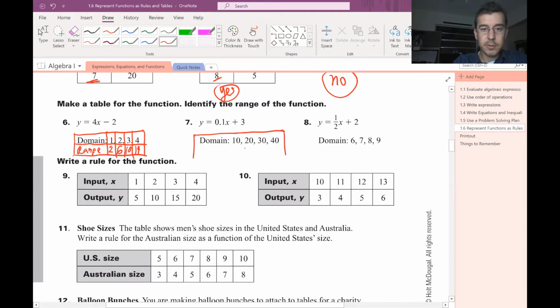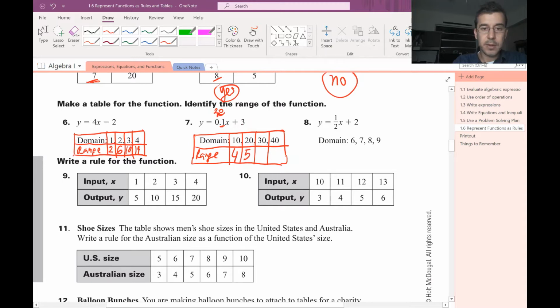Okay, next one. Domain and range. Okay, so for x equals 10, 10 times 0.1 is 1. 1 plus 3 is 4. For x is 20, 20 times 0.1 is 2. Why? Because 20 times 1 is 20, and then you have to go one decimal place, because there is one decimal place here, so it's 2. So 2 plus 3 is 5.